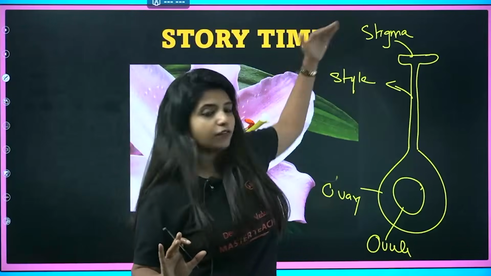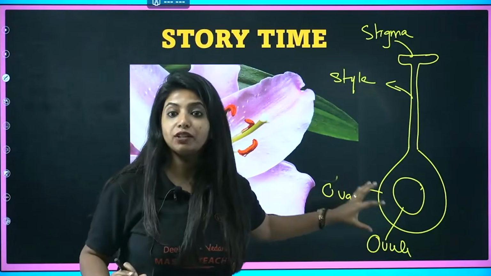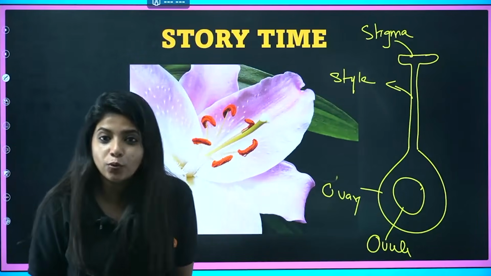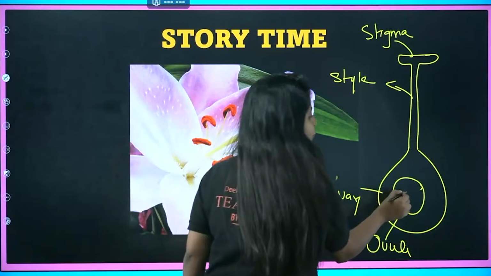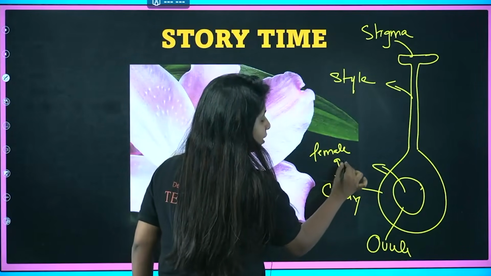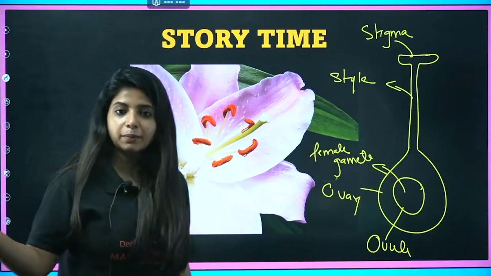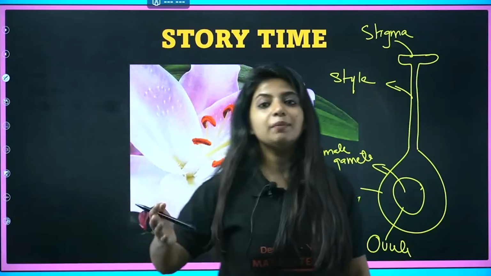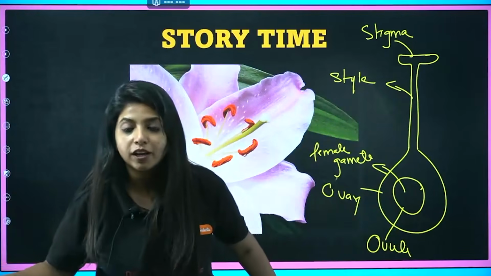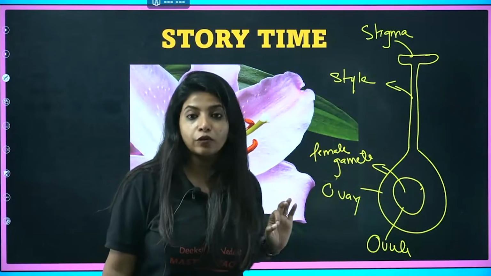So we have the stigma, the style, and the ovary. Inside the ovary, what do we have? We have the ovule. Inside the ovule, we have the female gamete. In human beings also, we have the female and the male gamete. The male gamete is known as sperm, and the female gamete is known as ovum. Similarly, over here also, there is a female gamete, and it is inside the ovule.